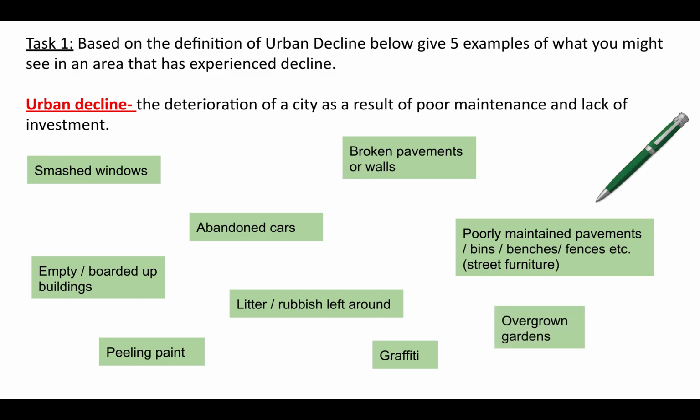We might also see things like overgrown gardens, a bit of grass at the edge of a road, local parks, that kind of thing. They become overgrown because no one is maintaining them or there's not enough investment into maintenance.